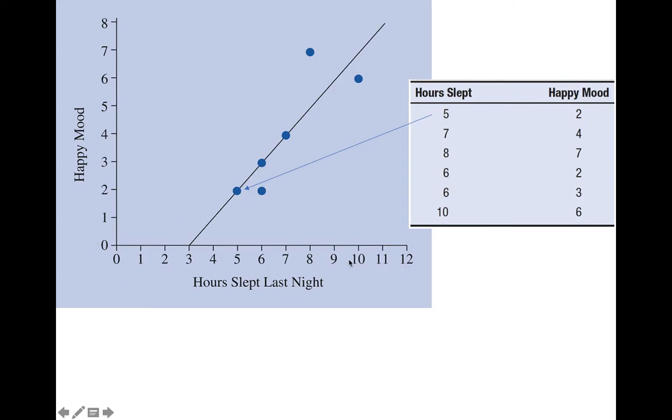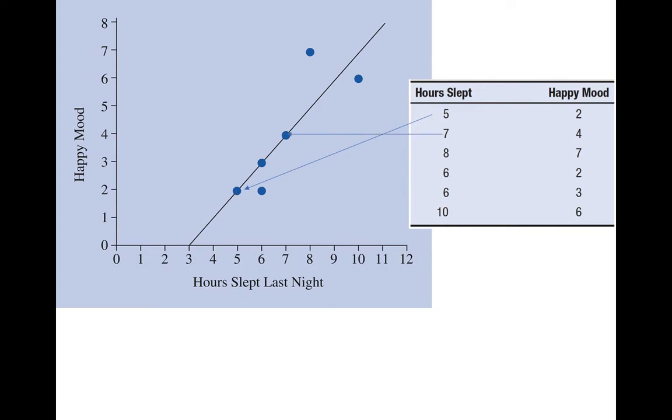But once we are able to come up with our range of possible values on both our x and our y, what we're going to do is just take each person. So we've got 1, 2, 3, 4, 5, 6. We've got 6 people that answered both questions. How many hours did you sleep the night before? And what is your mood? And we're going to take that person and plot them in this two-dimensional space. So this person that slept 5 hours had a happy mood of 2. So we just find the intersection of 5 and 2, and that's where we plot that person's point.